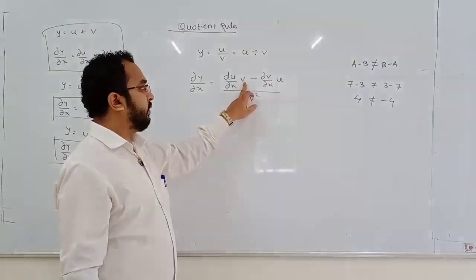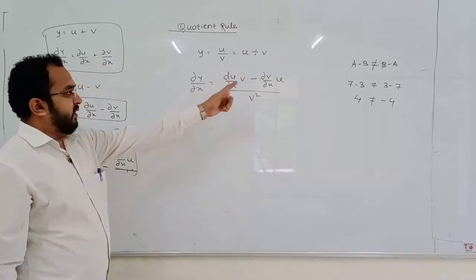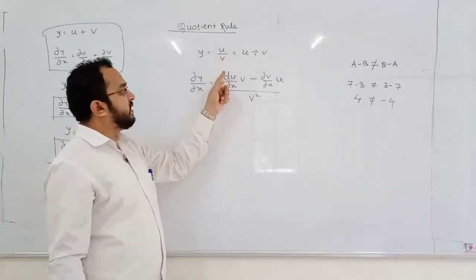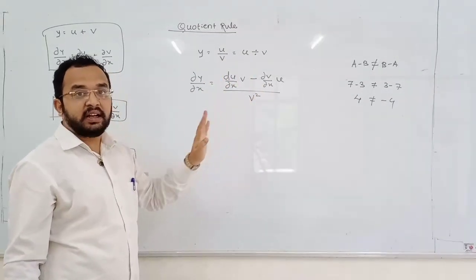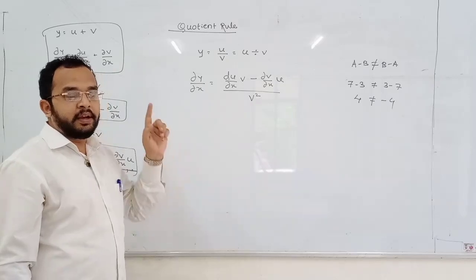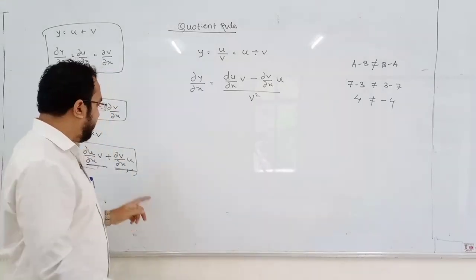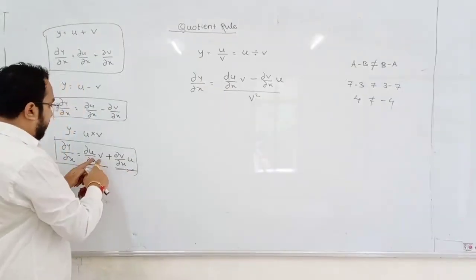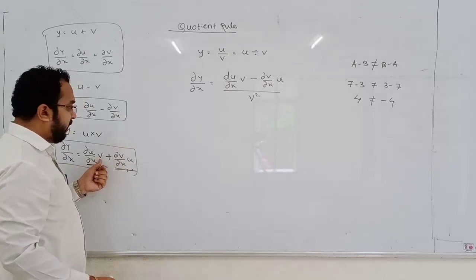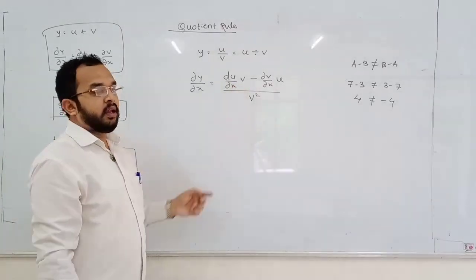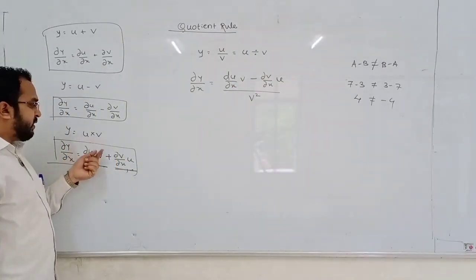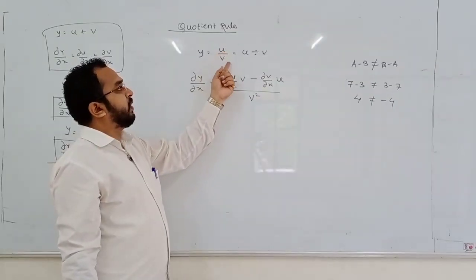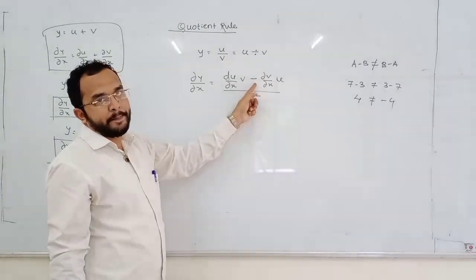That is v. Put a plus or minus. If there is a multiplication, then write plus. If there is a division, write minus. Now, did you understand? It is easy to remember. Differentiate the first term initially, du by dx. At that time keep the second term as it is. That is v. If the function is a product of two functions, write a positive sign. If the function is a division of two functions, then write a negative sign.